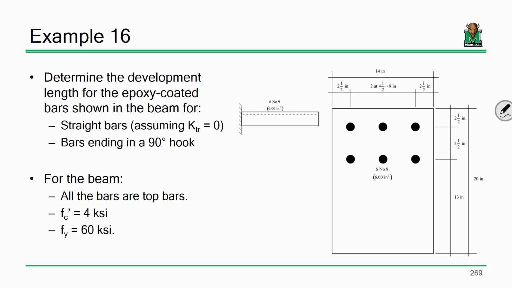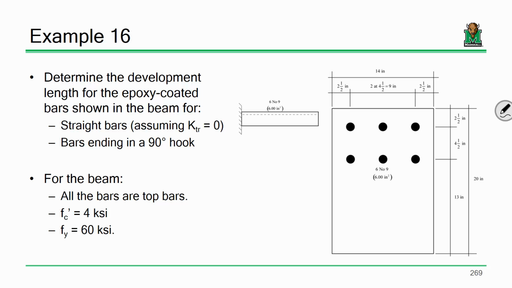All right, it is 10:44 right now, and I don't think we're going to have time to get into this. But what we're going to do for this problem is compute the development length in 2 different fashions. We're going to look at almost the worst case scenario, a straight bar with KTR equals 0. Then we're going to consider a bar ending in a 90-degree hook, and we're going to try and reduce it as much as we can.